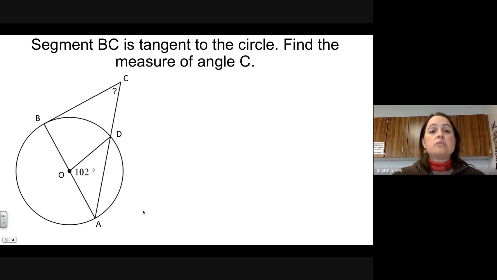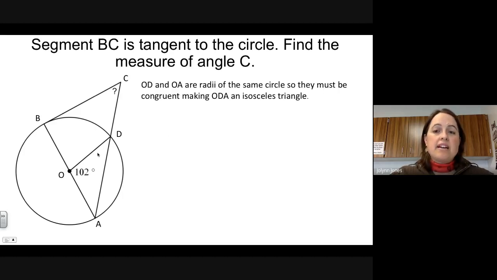All right, so now on this one, we're told that segment BC is tangent to the circle. Okay, we have a central angle here that's 102 degrees. And we're asked to find the measure of angle C. So when we take a look at this, we have 3 radii in here. Now the 2 I'm going to focus on are OD and OA, because we have this little triangle, ODA.